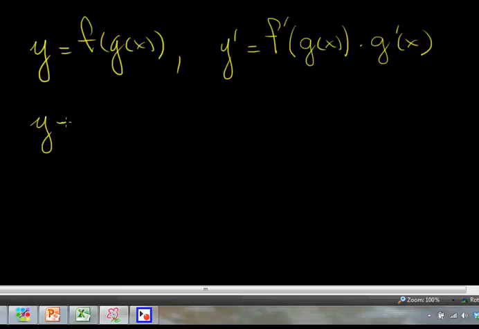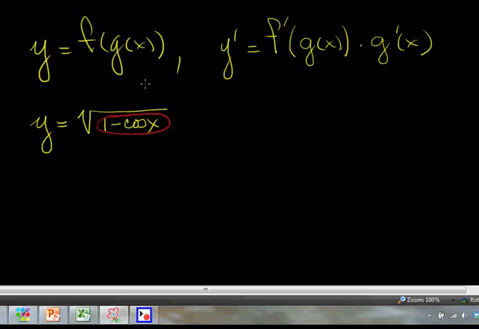Let's say that y is equal to the square root of 1 minus cosine x. Well, the first thing that you do when you're first learning this, at least, is to make sure that you know what the inside function is, your g of x. Our outside function is x to the 1/2. Our inside function is 1 minus cosine x.